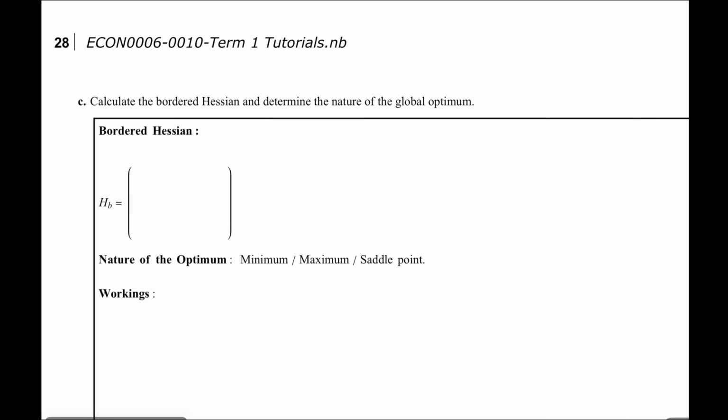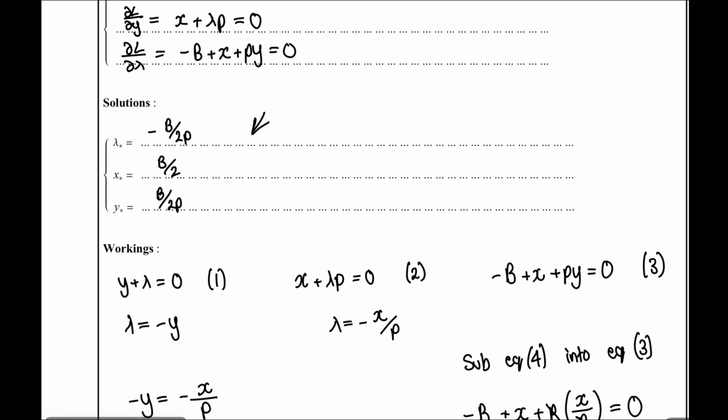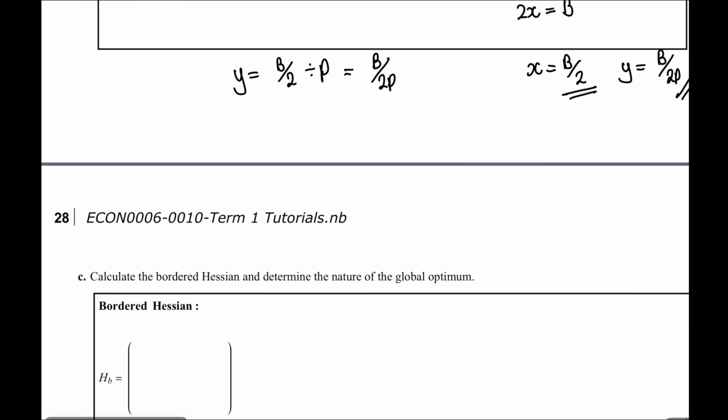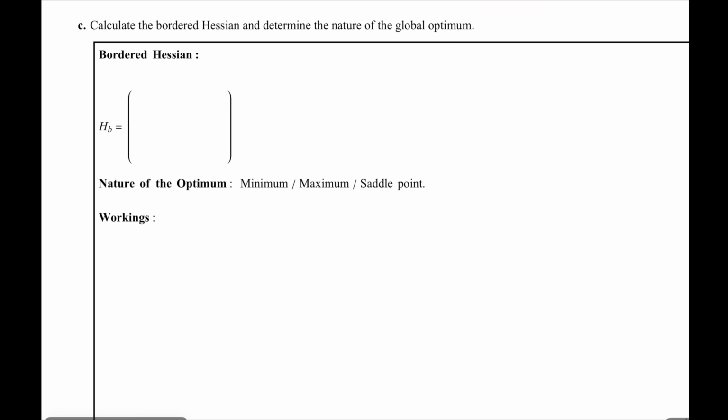Calculate the bordered Hessian and determine the nature of the global optimum. So now we're going to see if the solutions that we got from making the first order condition 0 were a maximum or a minimum or a saddle point. In order to do that, we calculate the bordered Hessian.